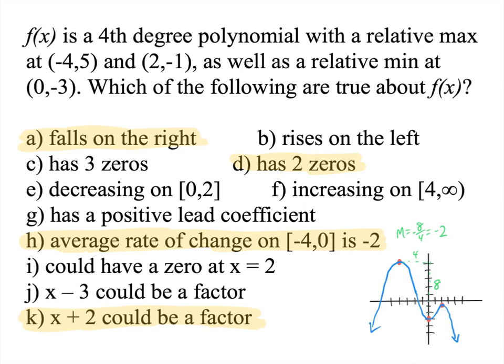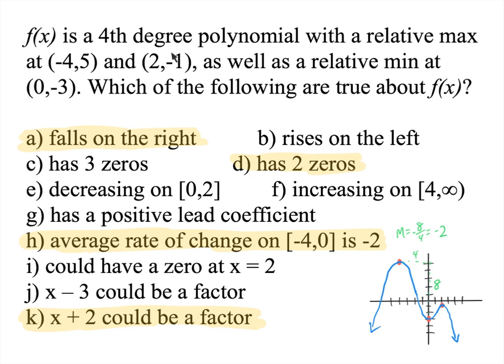So this problem right here looks a little scary. F of x is a fourth degree polynomial with a relative max here and here, as well as a relative min here. Which of the following are true about f of x? So the first thing I want to do is plot the graph. So I plot these 3 points. You can see them down here in red.